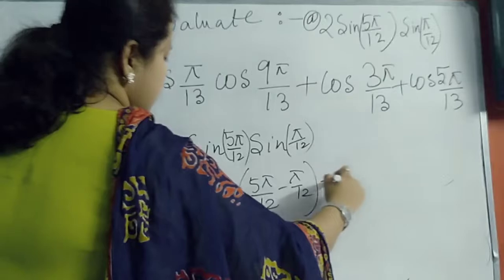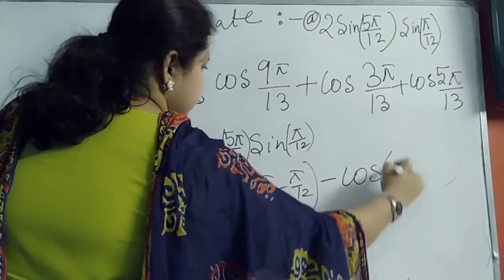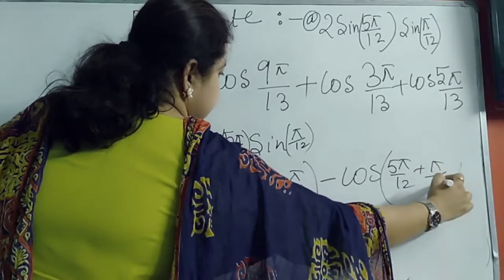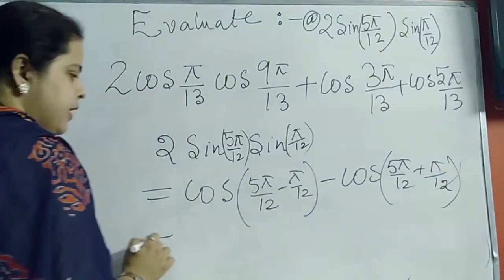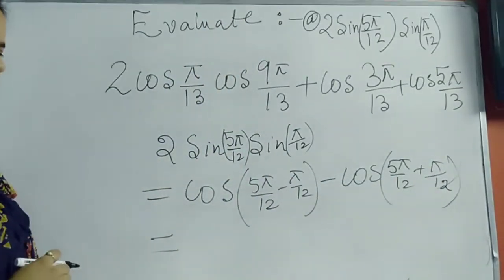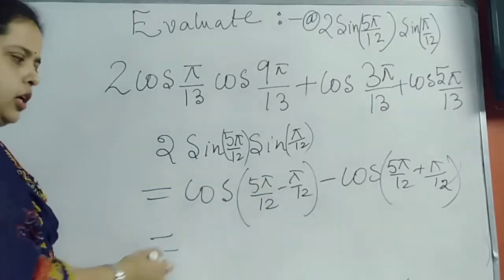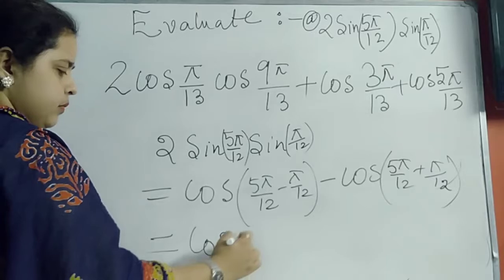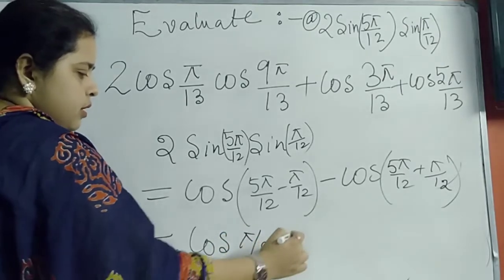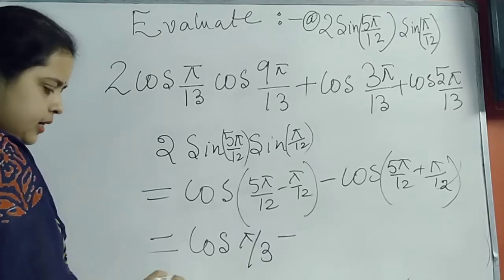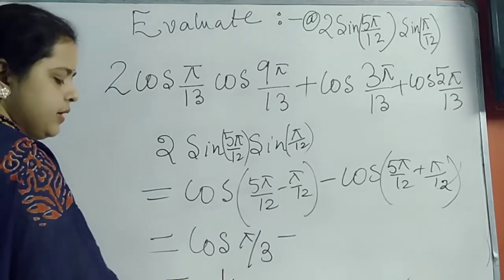Okay. So now cos of 5 pi by 12 plus pi by 12. Now let us see, do we know the values of these angles? What are we getting? It is 4 pi by 12, giving me cos pi by 3, whose value is known to us. So this is cos 60 degrees, giving me half as the answer.